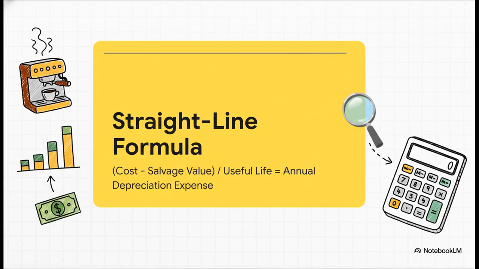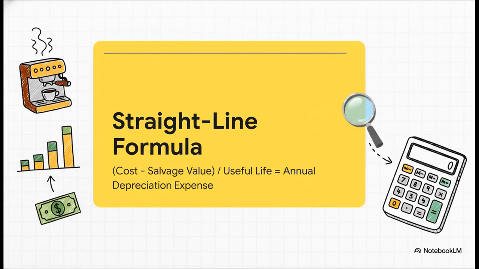The logic behind it is really simple. We're assuming the machine provides its benefit to us pretty evenly over its life, so we should expense an equal amount each year. It's fair and simple. Now, there are other methods, like accelerated methods, that front-load the expense, which makes sense for things like computers that lose their value really fast. But for a sturdy machine like this, straight line is a perfectly logical choice.